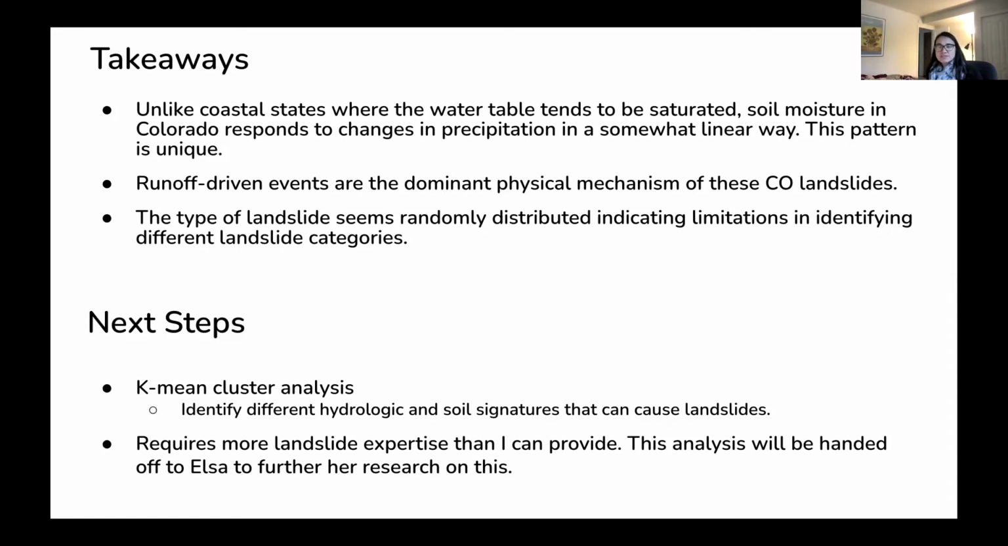The type of landslide seems randomly distributed and uninformative, indicating limitations in identifying different landslide categories. The Global Landslide Catalog category metadata is not particularly accurate, and this further complicates determining rainfall conditions and types of landslide disturbances. Personally, I would ignore the GLC.